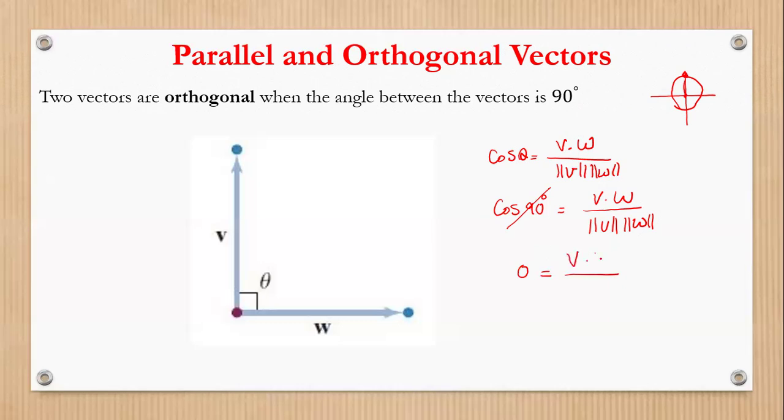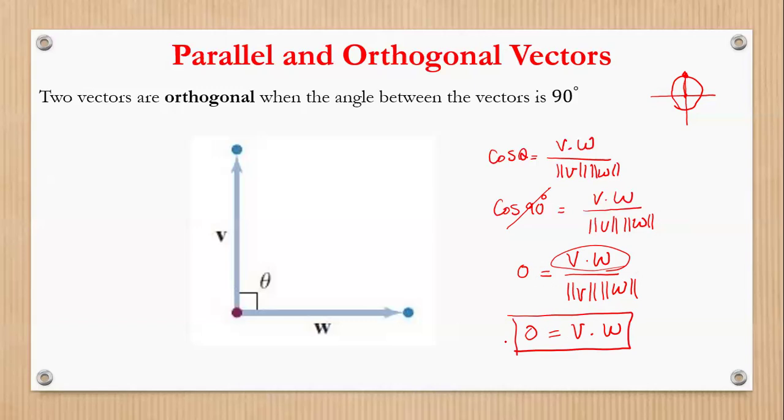And it tells me that this whole fraction must be equal to 0. And I know when a fraction is equal to 0, that means the numerator must be 0, because it doesn't matter what the denominator is, 0 divided by any number is always 0. So it means the dot product must be equal to 0. So anytime the two vectors are orthogonal, that means the dot product of those two vectors is 0.